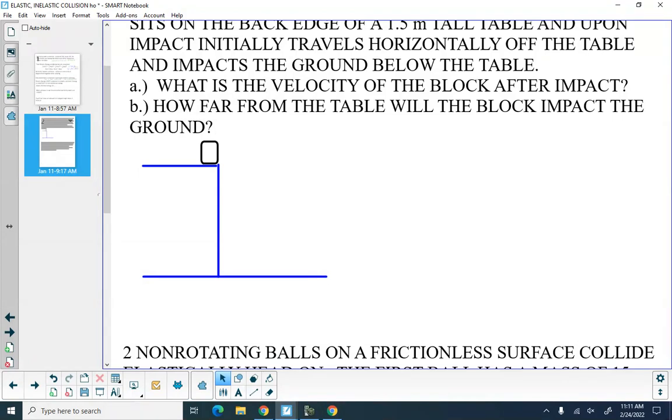So this is our setup. We have a block of wood on top of a table.